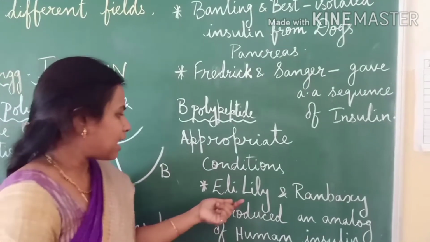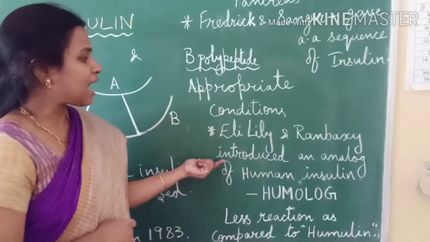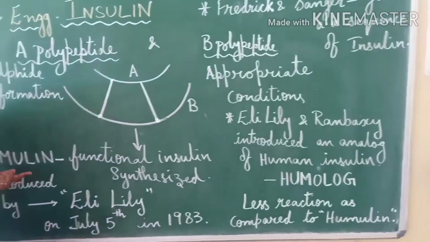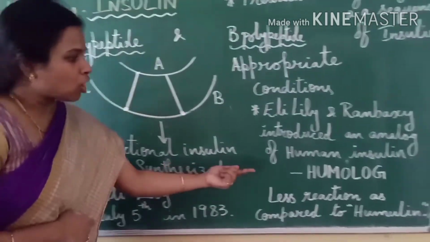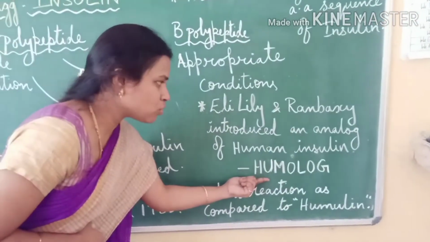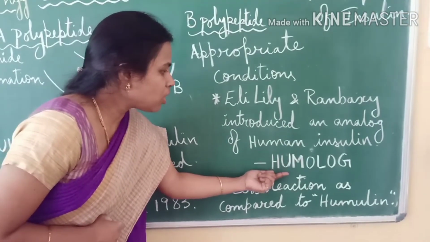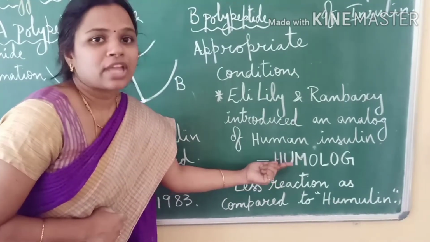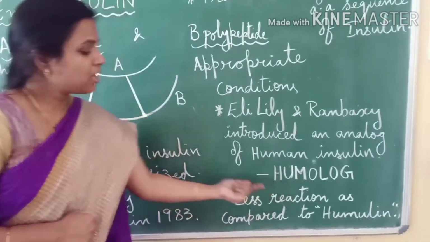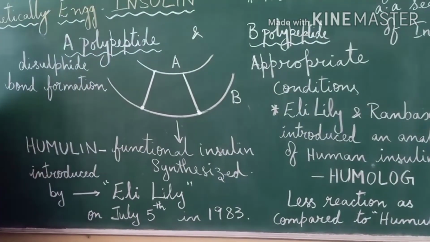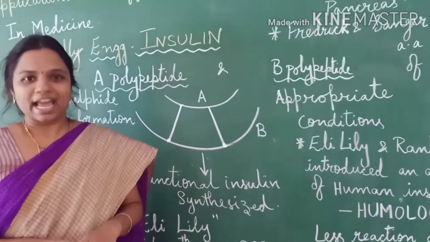Other than that, Eli Lilly and Ranbaxy together introduced an analog of human insulin, called Humalog. This analog of human insulin, Humalog, takes less reaction time. It can be activated within a short period of time when compared to Humulin. In the next video, we will be studying monoclonal antibodies.